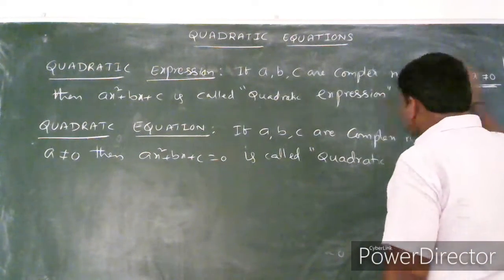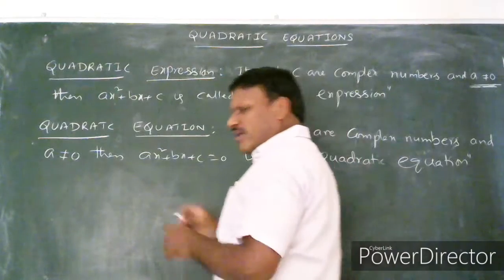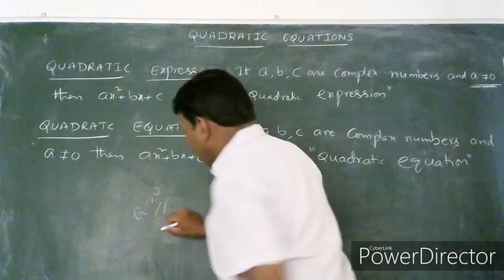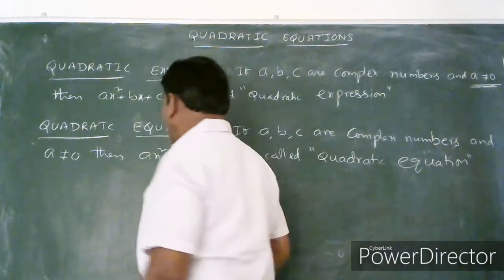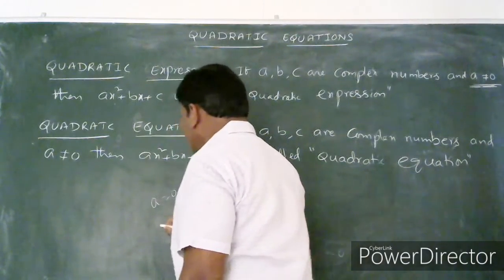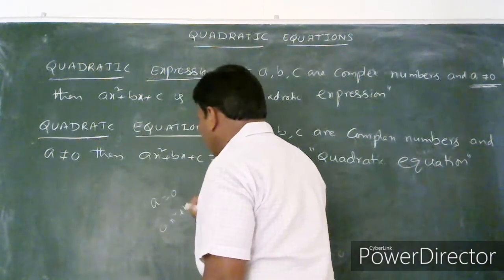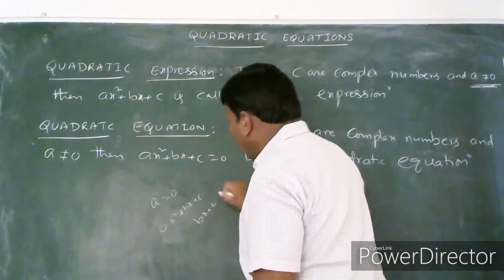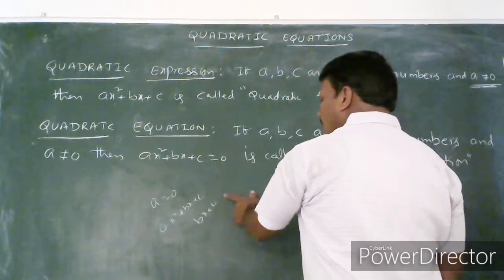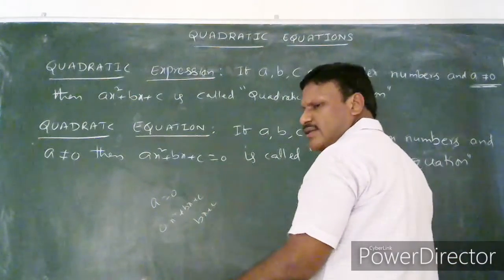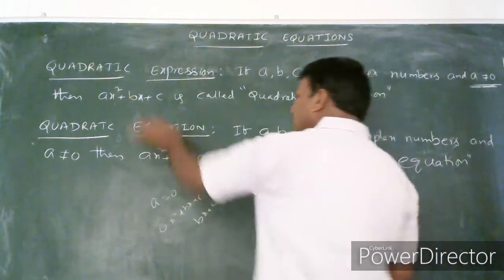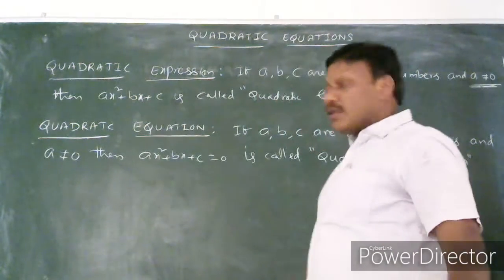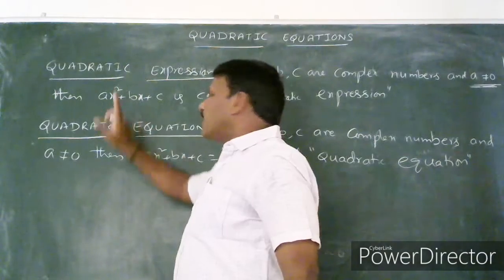When a is equal to 0, when you substitute 0 into x², we get 0 into x² plus bx plus c, which is bx + c. Bx + c means the highest power is 1. It is not quadratic. For that, a is not equal to 0. Quadratic expression means the x² coefficient is not equal to 0.